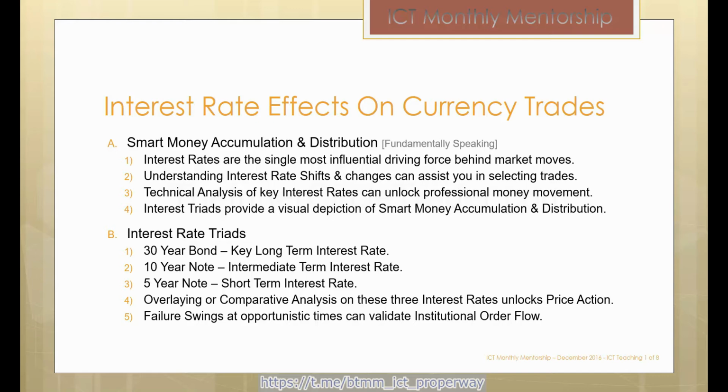Now, what do I mean by that? Well, in the very first teaching of this mentorship, the whole content delivery of September of 2016, I gave you specific things to focus on. Those things that we talked about in September are going to be amplified and be able to highlight much more probable trade scenarios after going through this particular module.